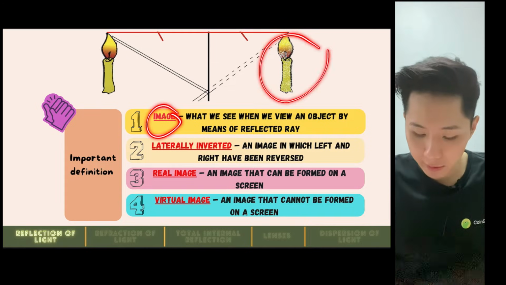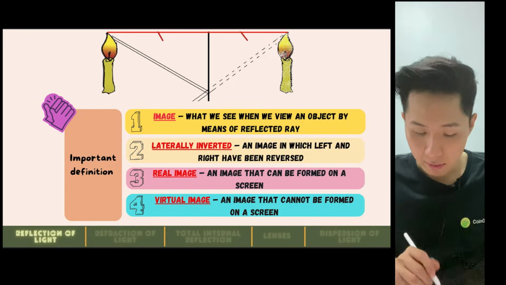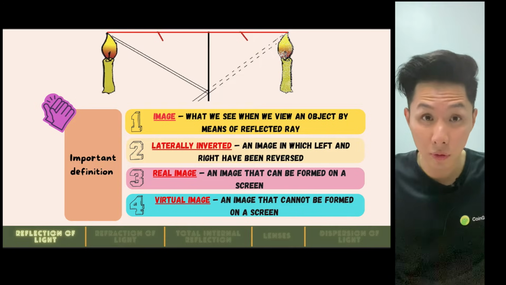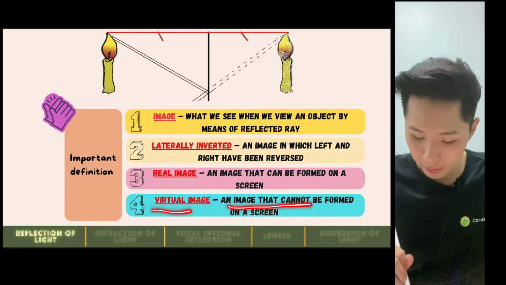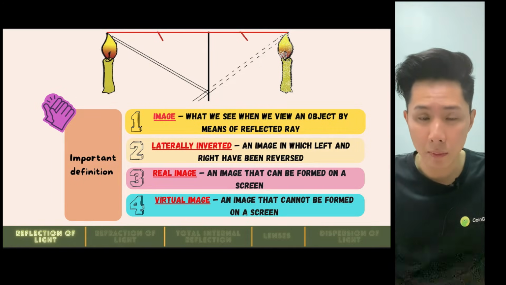Image is what we see when we view an object by means of reflected rays. Laterally inverted means left and right are reversed. Real image: an image that can be formed on the screen, like a projector or your phone. Virtual image: an image that cannot be formed on the screen, which is like the image you see in a mirror.